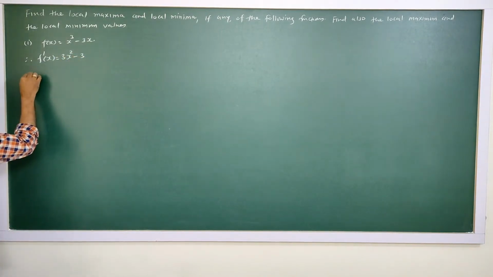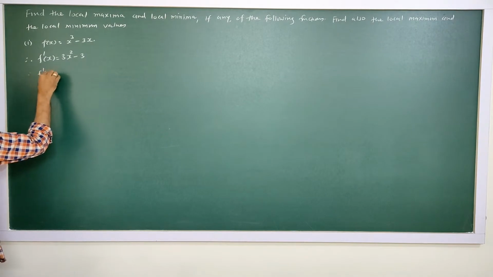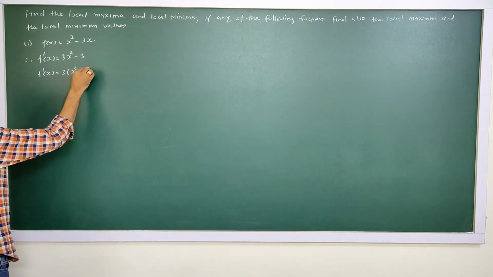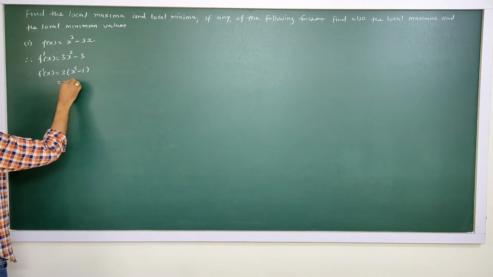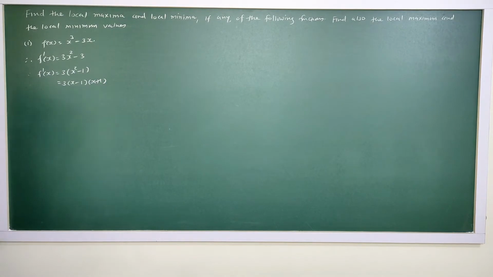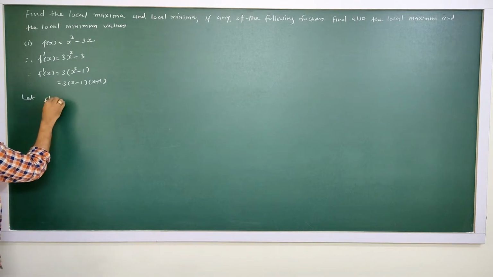Now I keep this f'(x) in factorized form. f'(x) is 3(x² − 1), that is 3(x − 1)(x + 1). Now for critical points, we take f'(x) equal to 0.